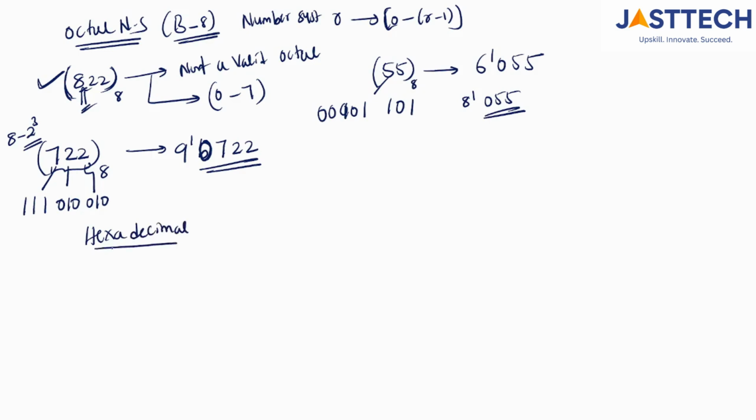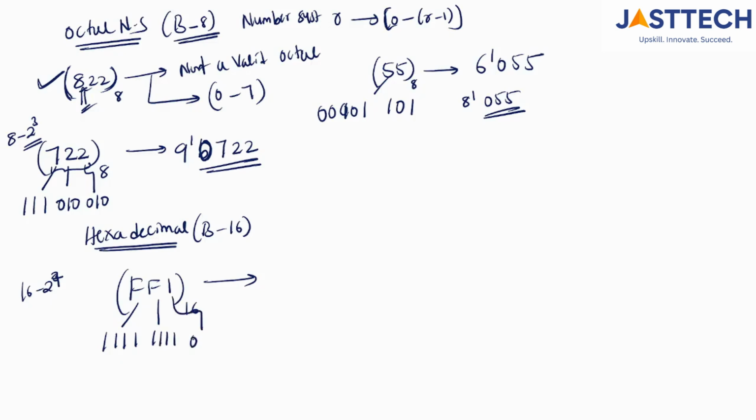Hexadecimal, which has the base 16. So FF1 to the base 16 is there. How are we representing it? Convert this into binary. Internally it will convert into binary only. So this is 4 ones, and this is 4 ones, and this one is 0001. So how many bits are there? The size is 12'hFF1, like this. Similarly, decimal is there.